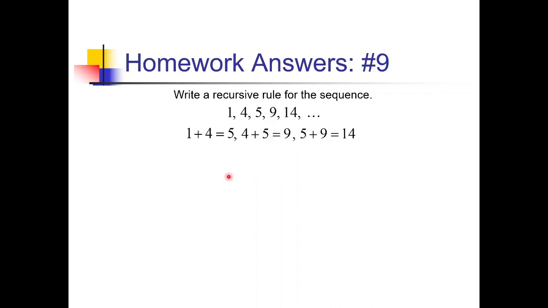So I need two base cases then. a sub 1 equals 1 and a sub 2 equals 4. And then for my rule, I just have to do a sub n minus 2 plus a sub n minus 1. Just add the previous two terms together, and that gives me each term.